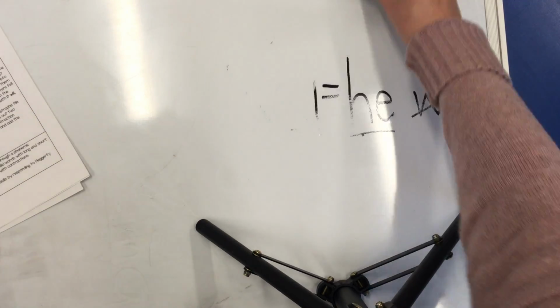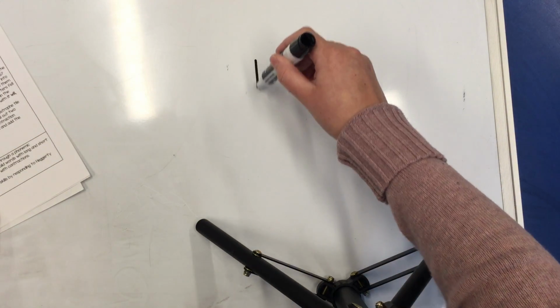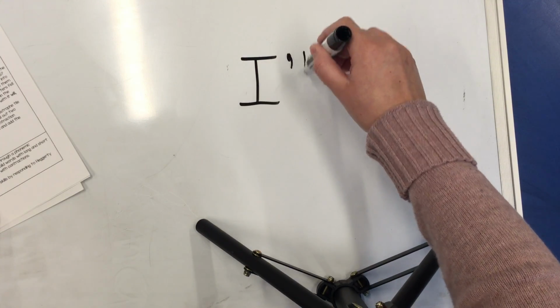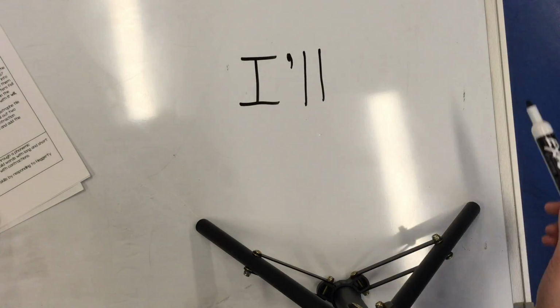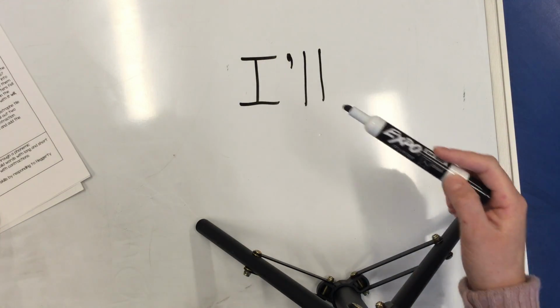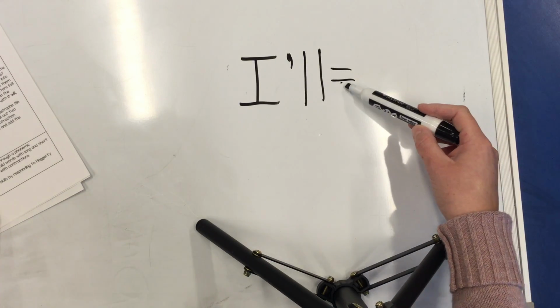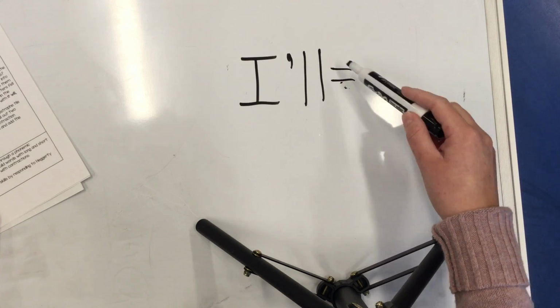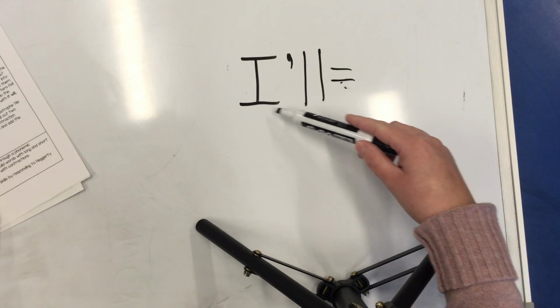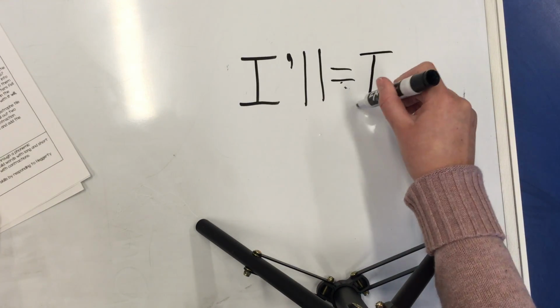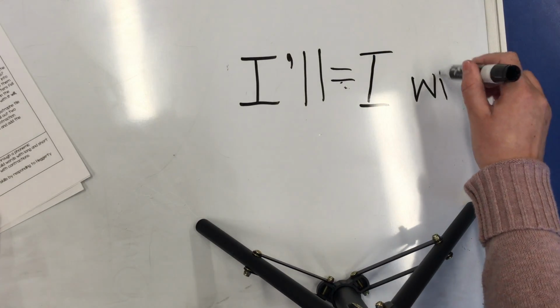Okay, let's look at another one. Let's look at this word. All right. This is the contraction word I'll. I'll. So what two words do you think are the same? Remember, we're using this because it means the same as. What two words are the same as I'll? It would be I and will.